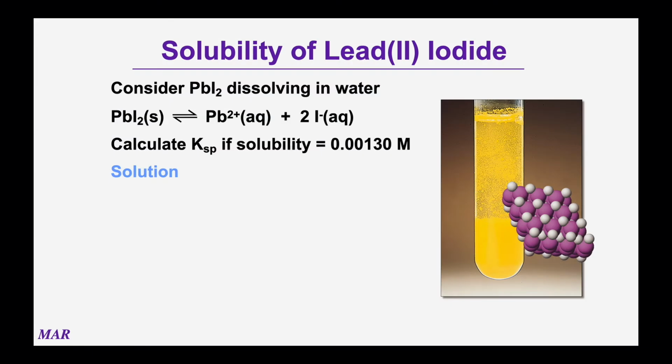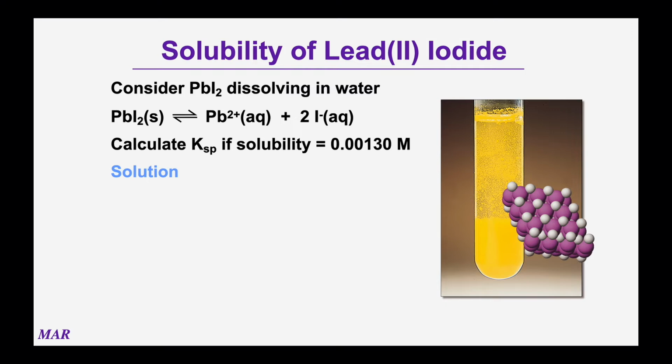Let's go back to PbI2 a little bit. PbI2 solid goes to Pb2+ plus 2I−. That's the Ksp expression here. So let's find the Ksp value if the solubility is 0.00130 moles per liter.